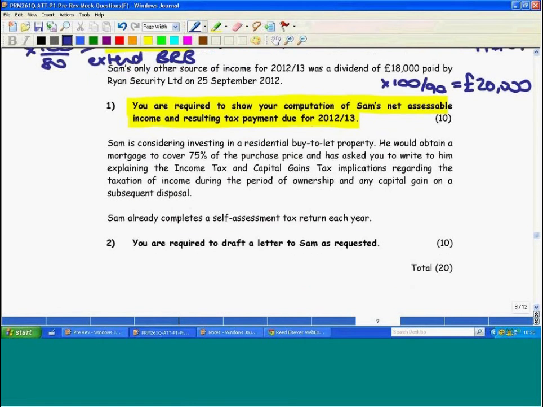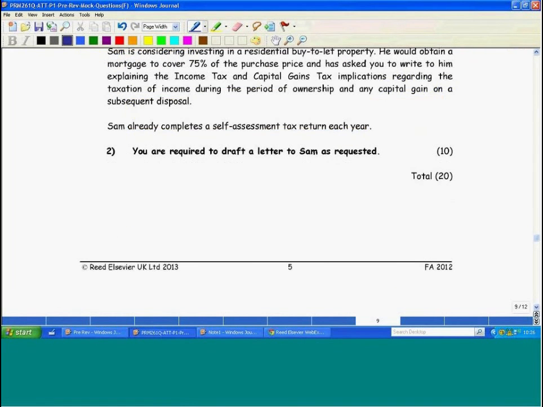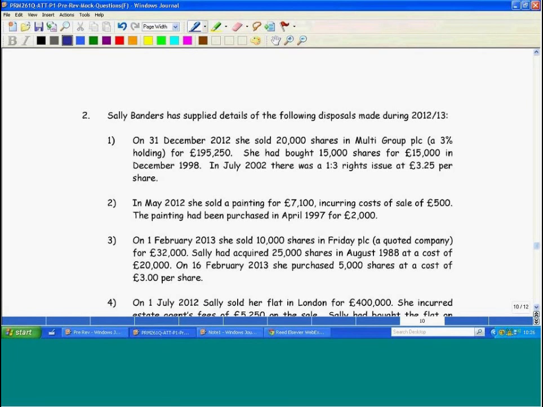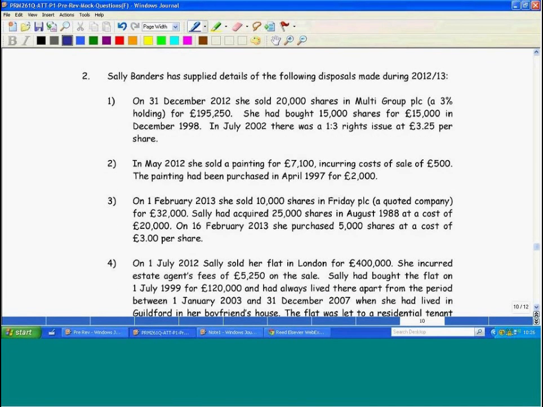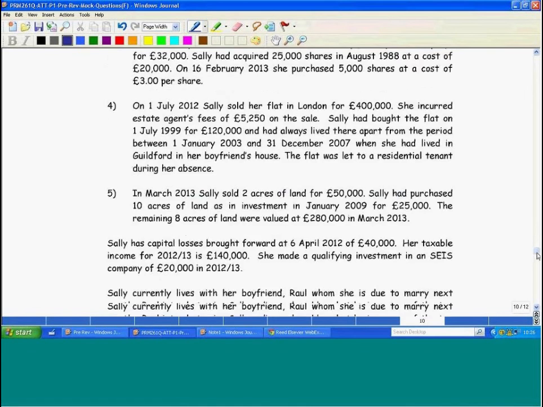Now, the final question I'm just going to run through before we finish this debrief is question number 2 in the long form questions, which is again a 20 marker on Sally. Now, what we need to do with Sally is, again, have a look at the requirements first of all to see what we're going to be calculating.